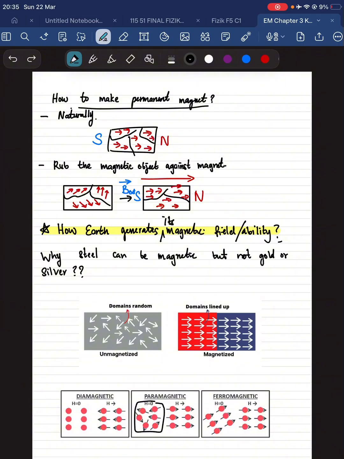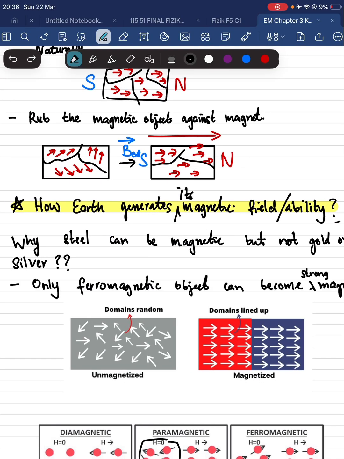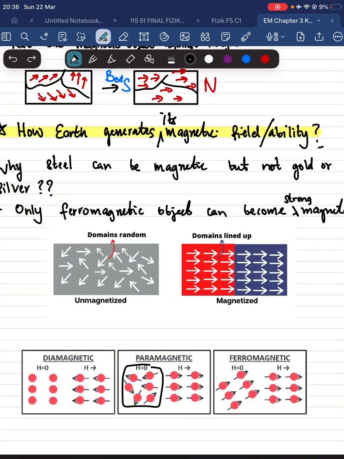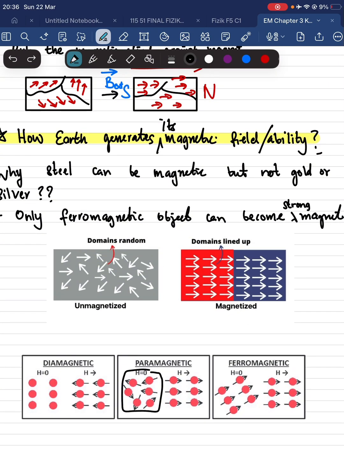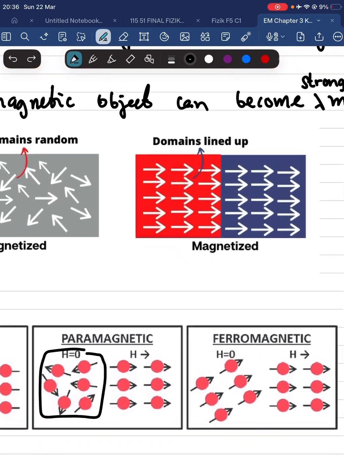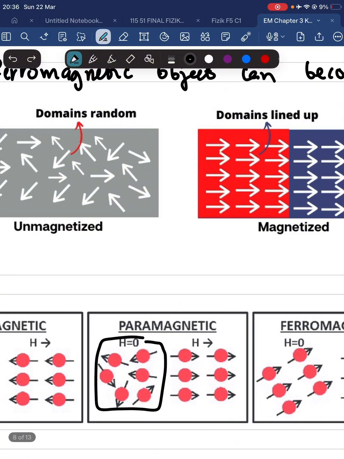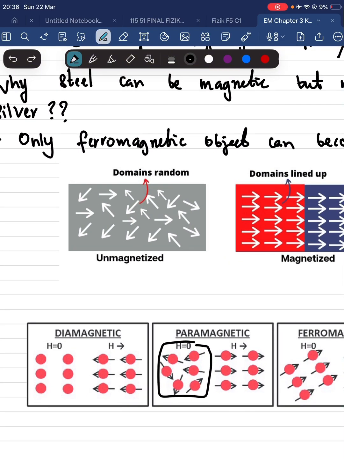And then why can steel be magnetic but not gold or silver or plastic? Because the only ones that can be magnetic are ferromagnetic objects or materials. This type of material is the only one that can be magnetic. There are usually three types of material we have learned for magnetism properties: diamagnetic, paramagnetic, and ferromagnetic. The one I have explained, the domain things, is ferromagnetic. So it's very simple.